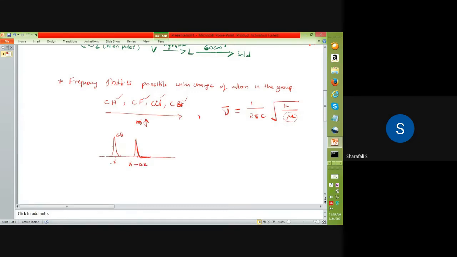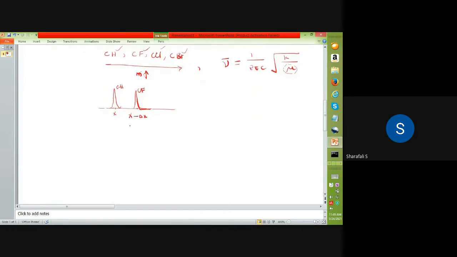It will be less than that of the CH bond because fluorine has more mass as compared to hydrogen. So the total molecular mass will increase when you substitute a hydrogen atom with fluorine. Similarly, if you substitute any other atom, the mass will increase or decrease, and according to that the frequency of vibration will change, and then the wave number also. So that is the effect of mass.